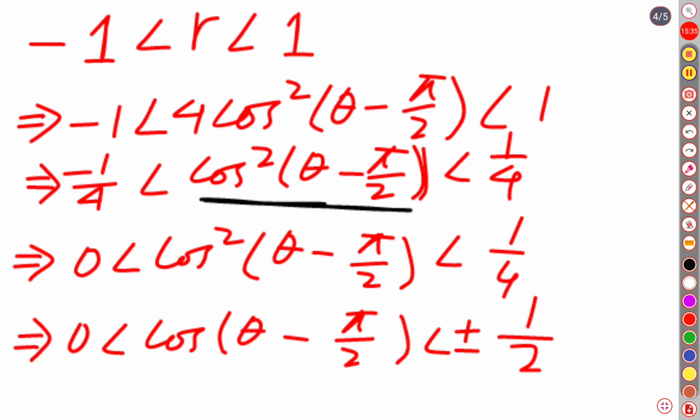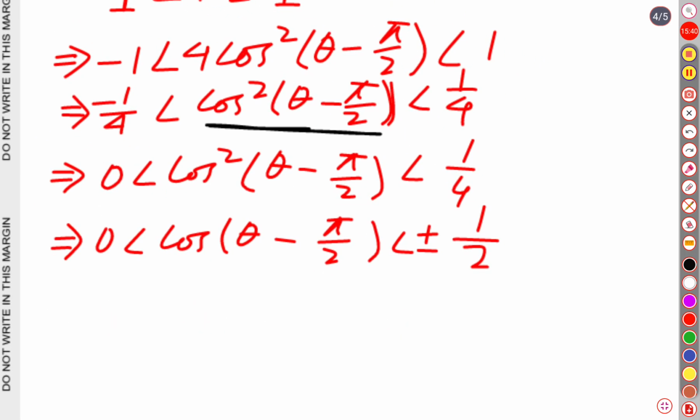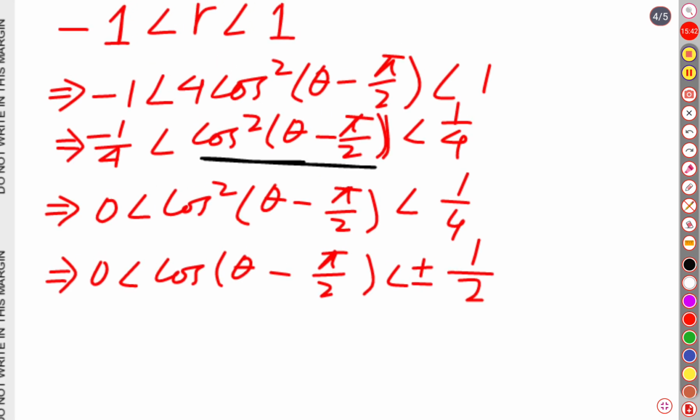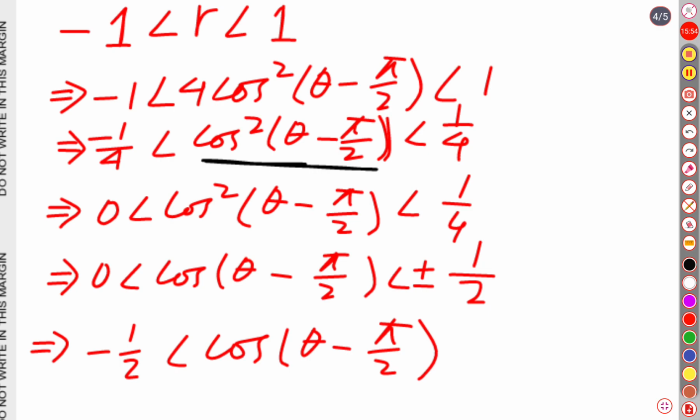So here also there is a twist. It is written 0 until positive or negative 1 over 2. That means actually the value is from negative half until positive half, cos(theta minus pi over 2) less than half. I think you got my point, because 0 less than half and 0 less than negative half means the range is from negative half until half.